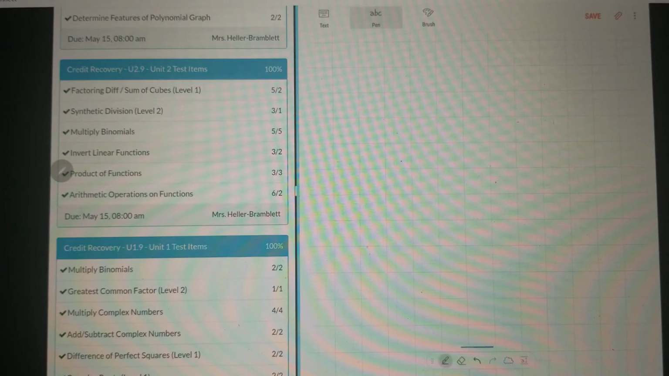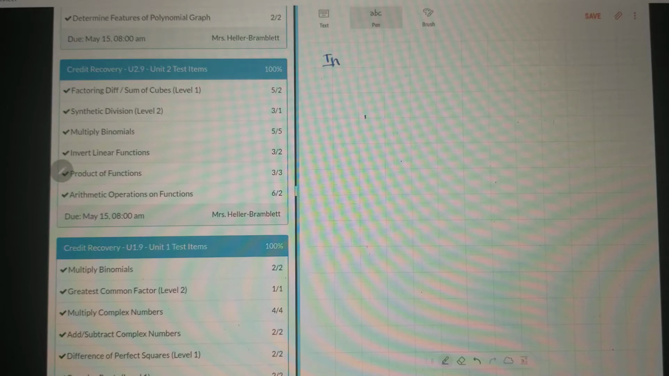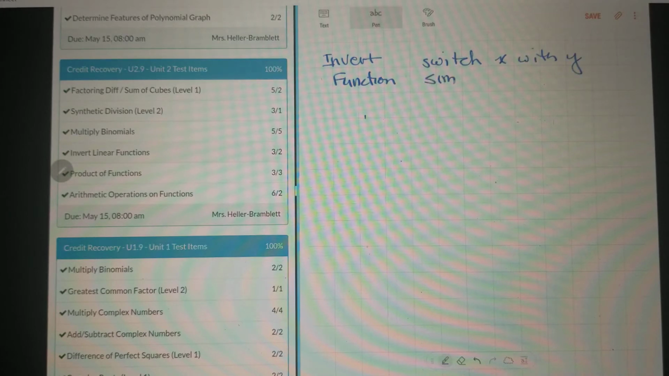First, what does inverting linear functions mean? When we invert functions, we switch the x and the y. That's it. That just means switch x with y, and then simplify to y equals a linear equation, mx plus b. That's what our problem says here.